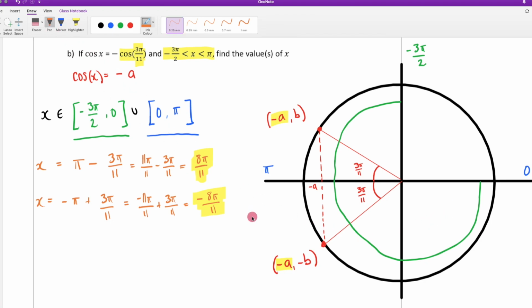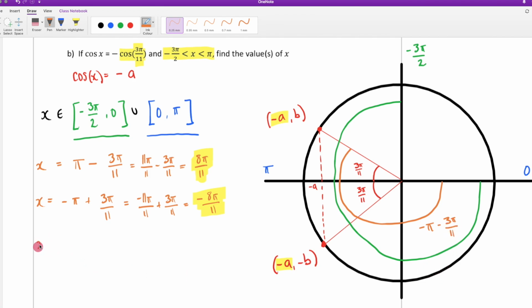Is there another one I could find? Absolutely there is. What about the angle starting here and going all the way to here? That's going to take me to negative a as well. This from here to here is going to take me to negative a, and that's what I'm after. So how am I going to find that? Well, in this case, from here to here, that's going to be negative pi. And then I'm going to be minusing negative 3 pi on 11.